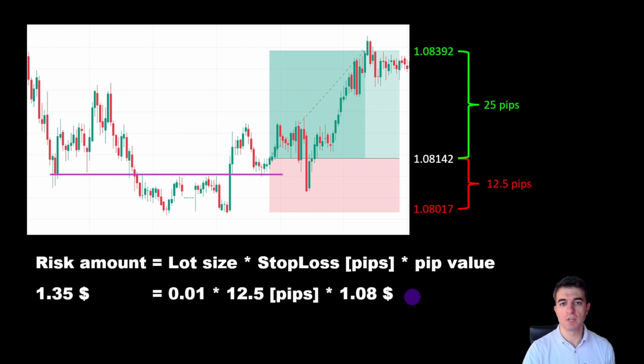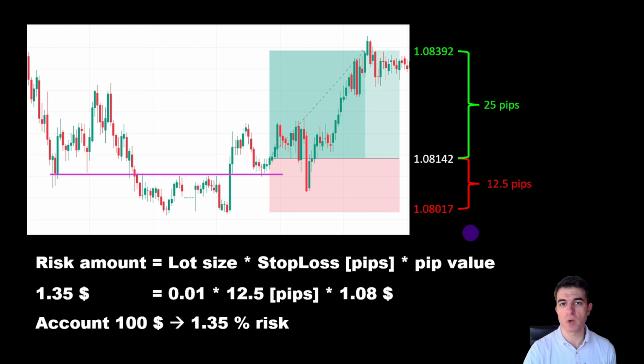In numbers, if we are trading 0.01 as a lot and the US dollar is almost 1.08, let's say euros, considering the 12.5 pips in risk, we would be risking $1.35 in this trade. Now, if my trading account contains a total of $100, this means we are risking 1.35% just for this trade.